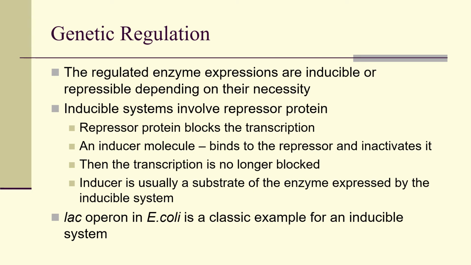Inducible systems have repressor proteins that can block transcription of the gene that synthesizes the enzyme. These repressions can be removed by an inducer molecule. Usually the inducers are the substrate itself or a derivative of the substrate of the enzyme expressed by the inducible system. Lac operon in E. coli is a classic example of an inducible system.